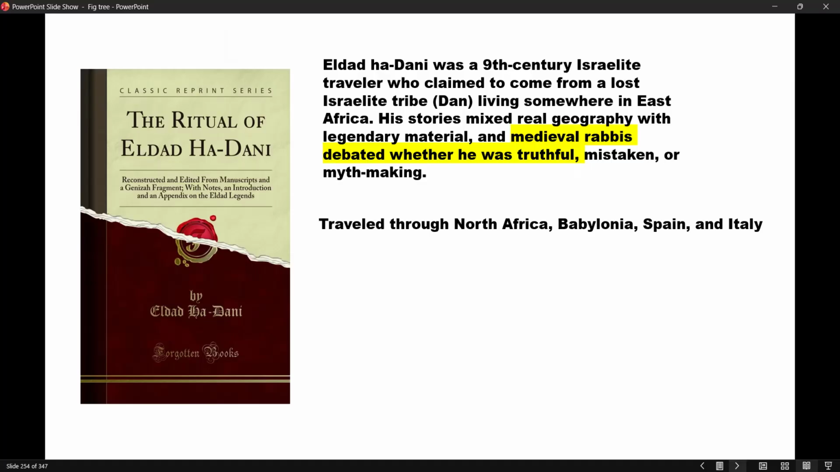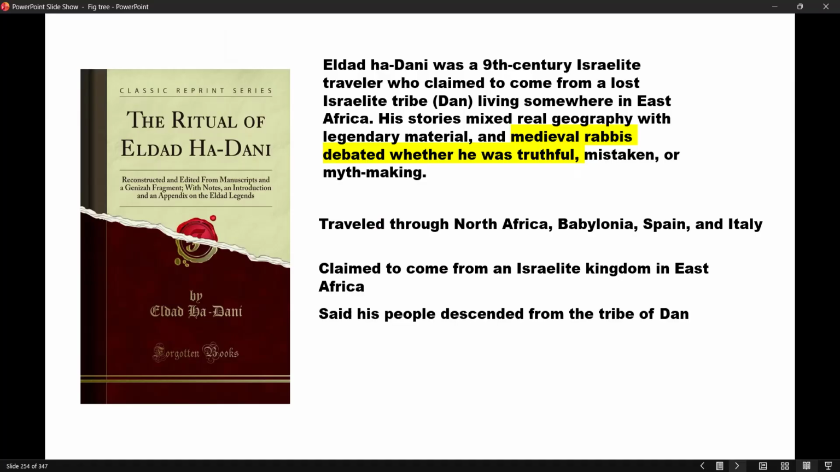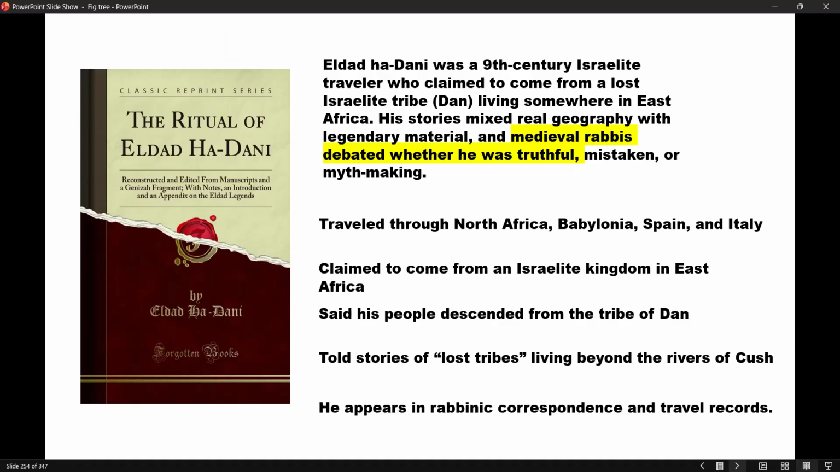He traveled through North Africa, Babylonia, Spain, and Italy. Okay, so we know coming through North Africa, Babylonia, Spain, right, and Italy, we already know what they look like. He claimed to come from an Israelite kingdom in East Africa. He said his people descended from the tribe of Dan. He told stories of lost tribes living beyond the rivers of Cush. Okay, we know beyond the rivers of Cush, right, the land of Ethiopia. He appears in rabbinic correspondence and travel records. So we see that the rabbis were already writing about him, so they knew about this man as well.